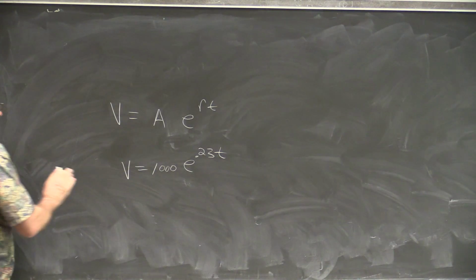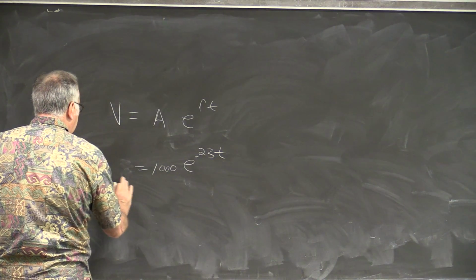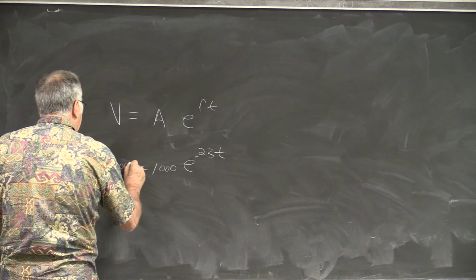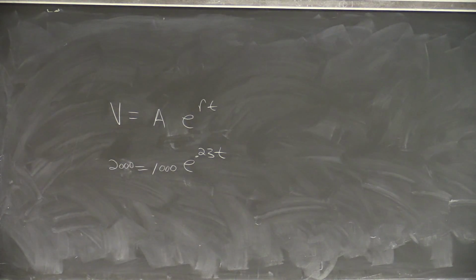So this V is 2,000. If my present debt is 1,000 and I don't make any payments, and let's assume there are no penalties or anything like that, how long would it take for your debt to double in value at an interest rate of 0.23?